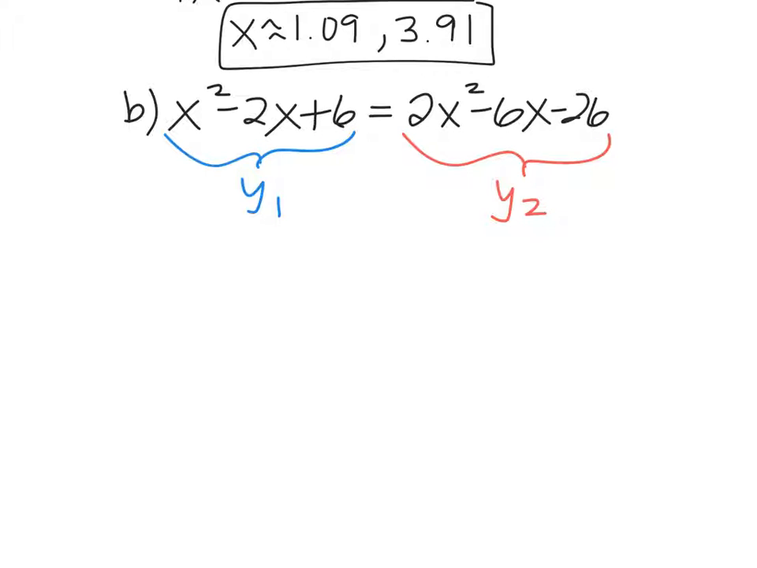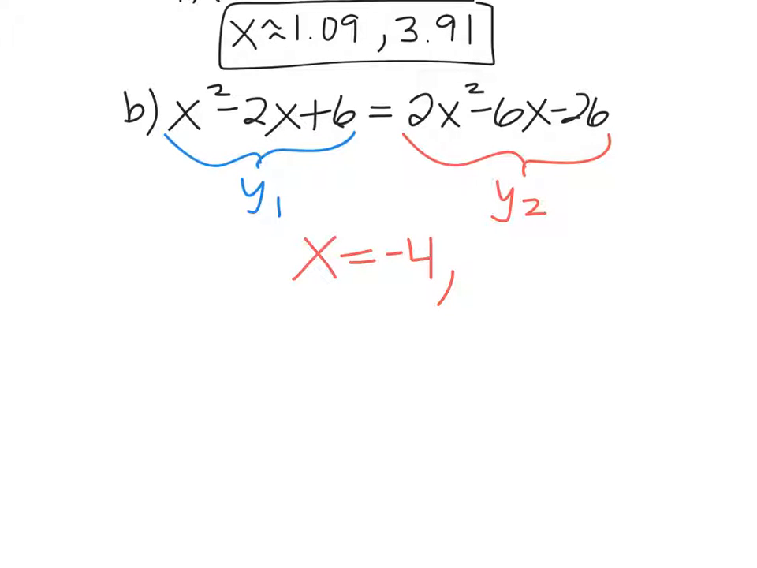Go ahead and do the calculate thing. So second trace, number 5. Hit enter 3 times, and it should find one for you. It did. Ooh, it's a good one. We just did this one, right? It was negative 4 and 8. So x equals negative 4 is one of our answers.